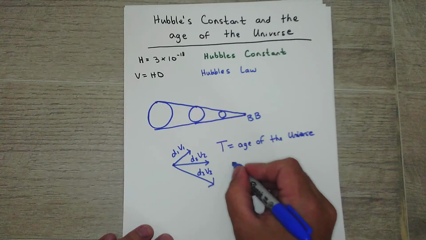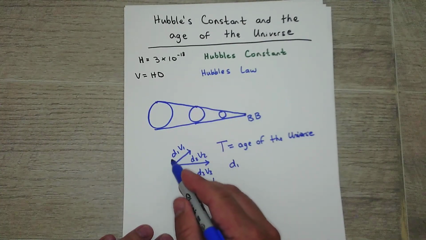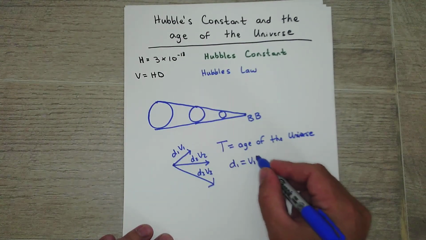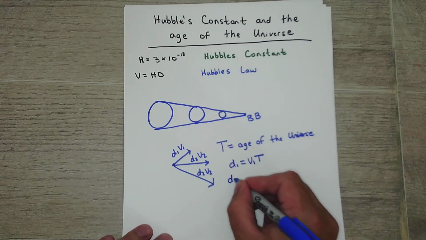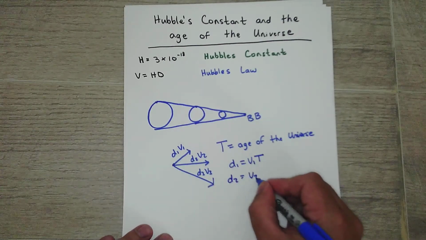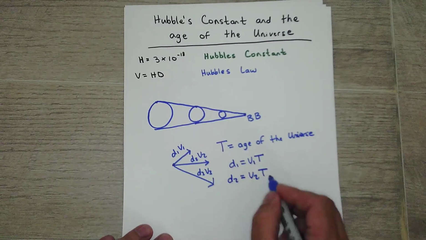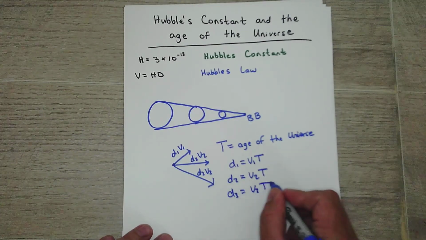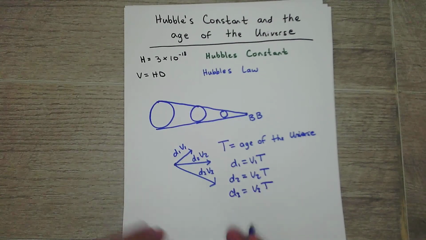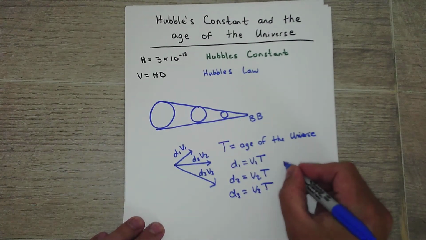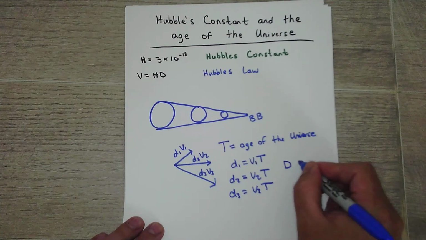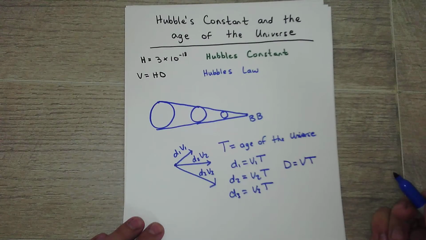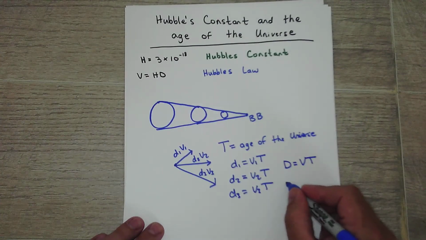Okay, so the distance is velocity times time. The distance for this first object is its velocity times the age of the universe. The distance for this second object is its velocity times the age of the universe, because that's how long they've been traveling. And same thing for object 3. So in general, any object's distance is equal to its velocity times the age of the universe.